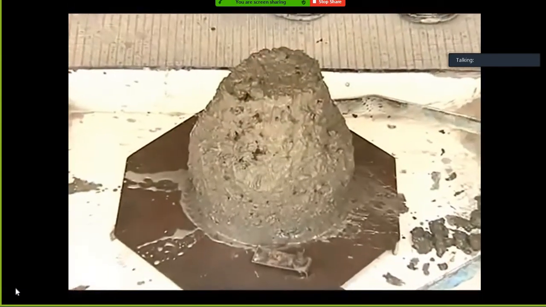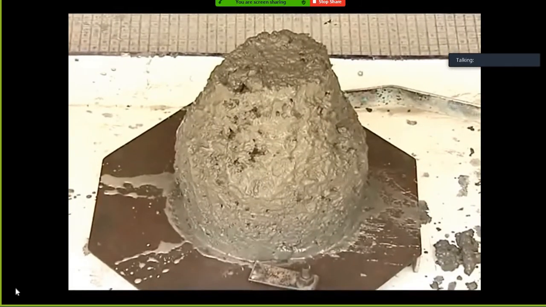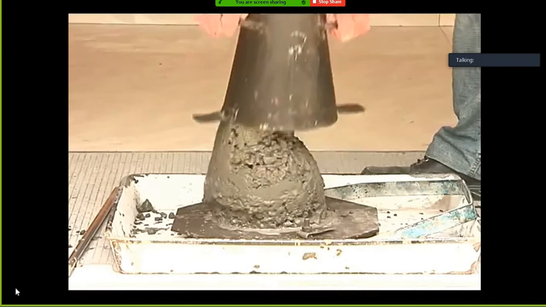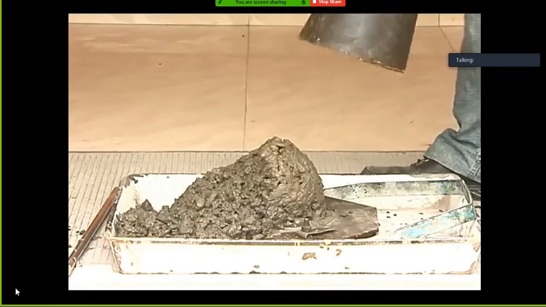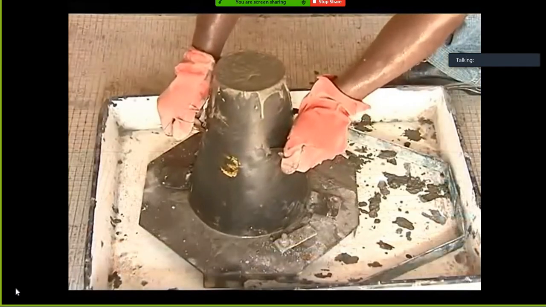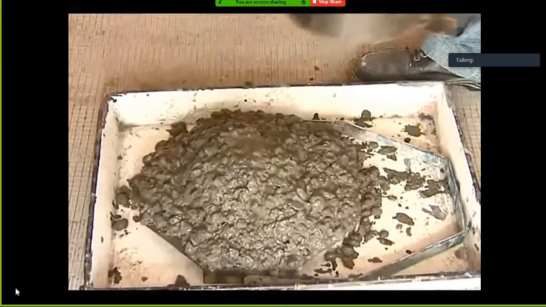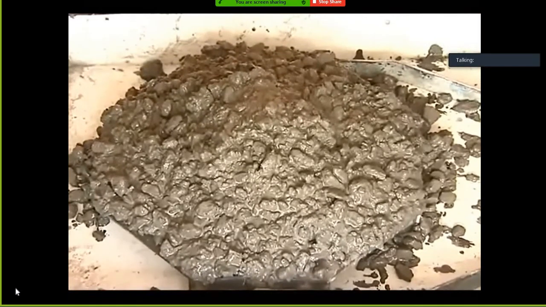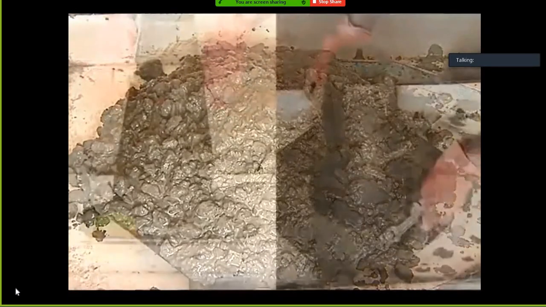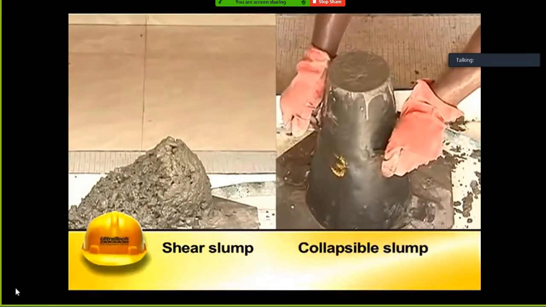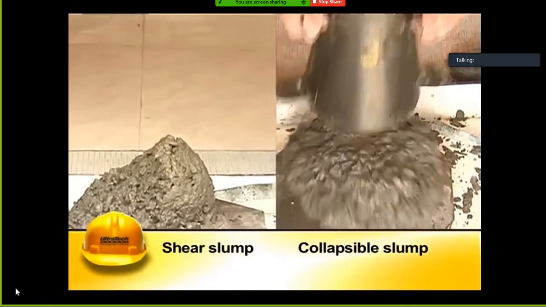The true slump is the desired form of slump that we require. In harsh mixes, the concrete slides down in an inclined plane. This is known as shear slump. In collapse slump, the concrete collapses as soon as the cone is removed. It usually occurs in very wet mixes. The concrete demonstrating a shear or collapse slump is considered unsatisfactory.